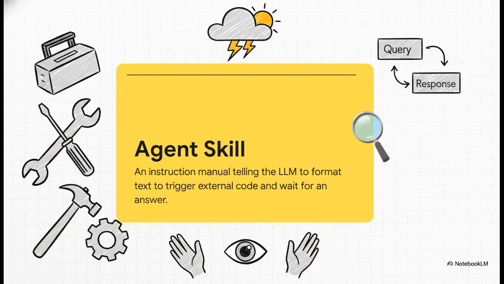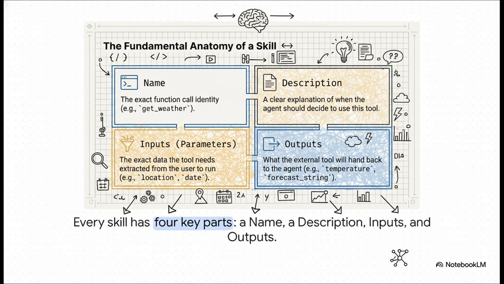So what is an agent skill, really? For anyone new to this, the easiest way to think about it is like a tool in the agent's toolbox. It's a very specific instruction manual that tells the LLM, hey, here's exactly how you need to ask the weather API for the forecast. This is what gives the agent its hands and its eyes. And you gotta know this instruction manual has to be super, super specific.